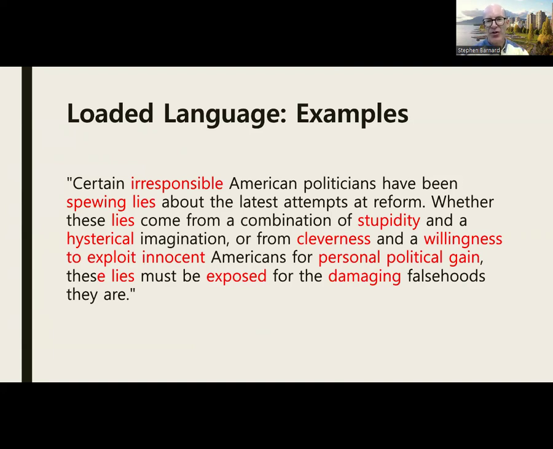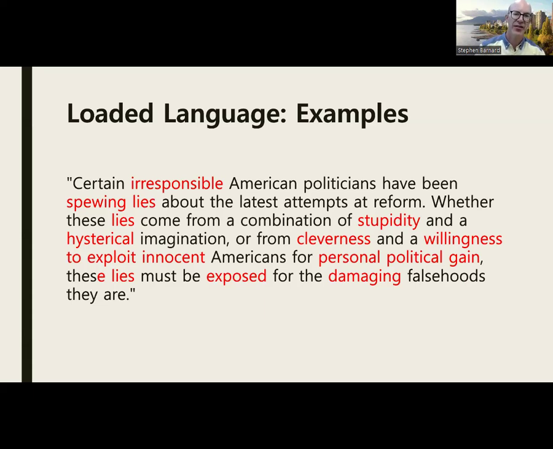Certain irresponsible American politicians have been spewing lies about the latest attempts at reform. Whether these lies come from a combination of stupidity and a hysterical imagination, or from cleverness and a willingness to exploit innocent Americans for personal political gain, these lies must be exposed for the damaging falsehoods they are.